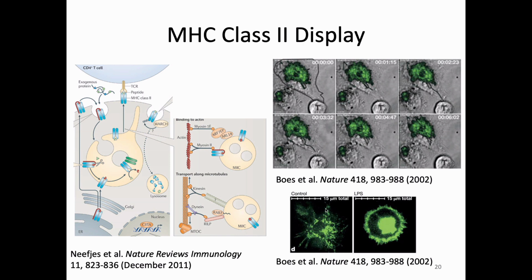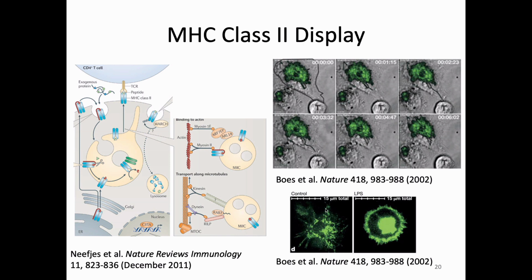MHC Class II is not automatically or constitutively displayed. The cell actually has to be triggered to put MHC Class II on its surface. When the cell gets a signal that starts to trigger it to put Class II on its surface, that MHC Class II, which is in the M2C, the MHC Class II compartment, is actually pulled along microtubules to the cell surface. And so there is this active process where the cell will put MHC Class II on its surface. It's not happening all the time in these cells.